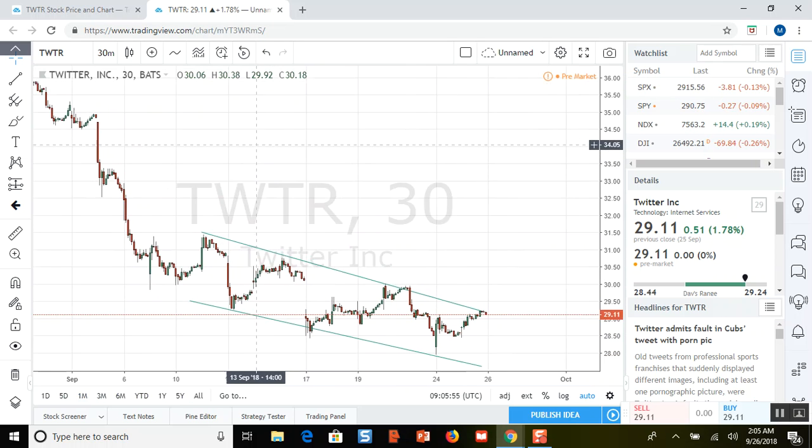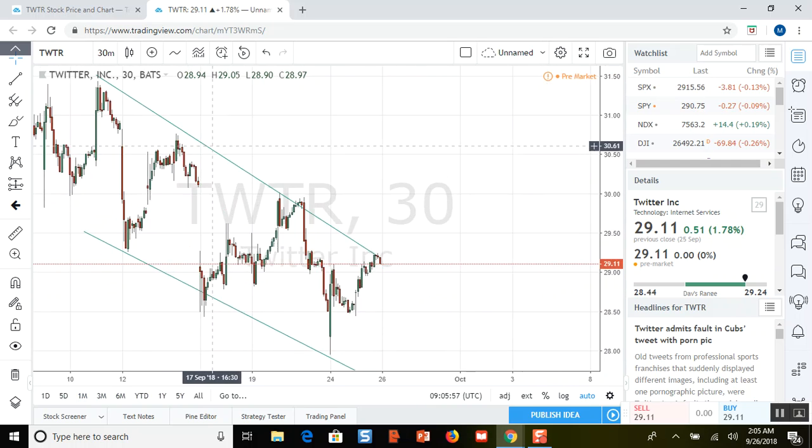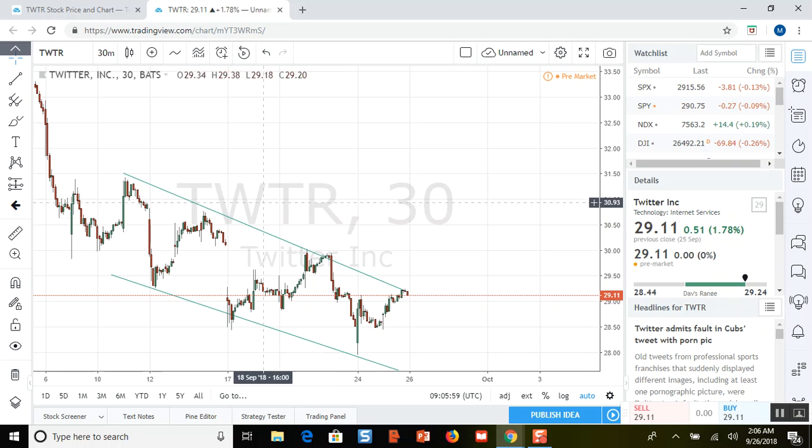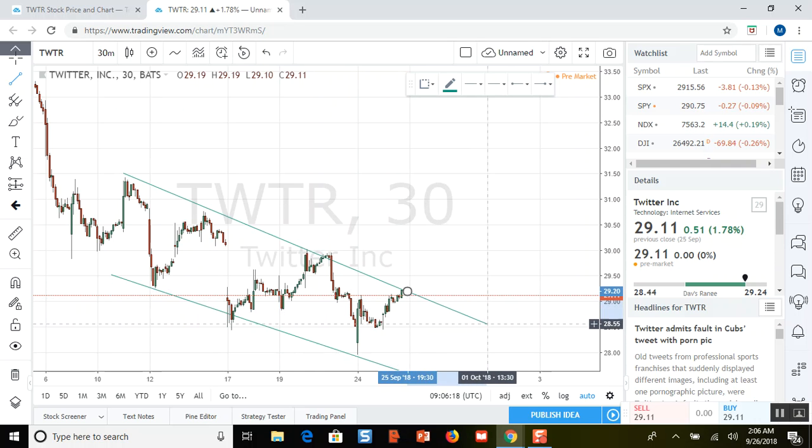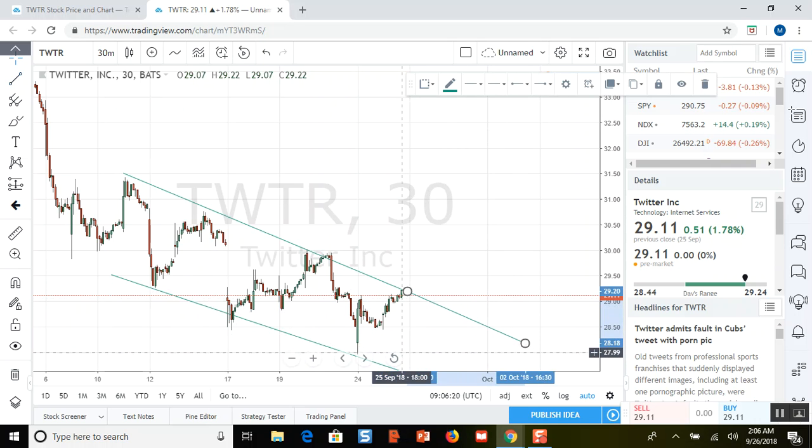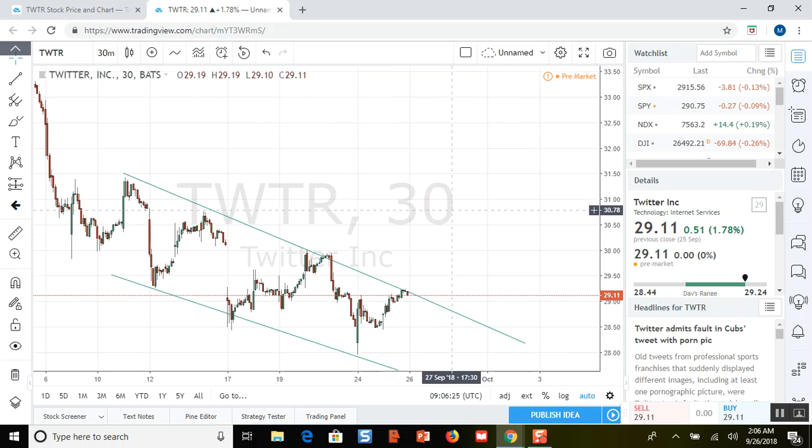Let's scooch this over a little bit and just isolate this part a little bit. Okay, so what we see here is a channel. Okay, this upper line here, that's the resistance, and this lower line is the support. So if we keep going by this pattern, then what should happen is this right here. If the pattern continues, it will just keep going down like that, and the lower will keep going down as well, right? So that's what should happen.